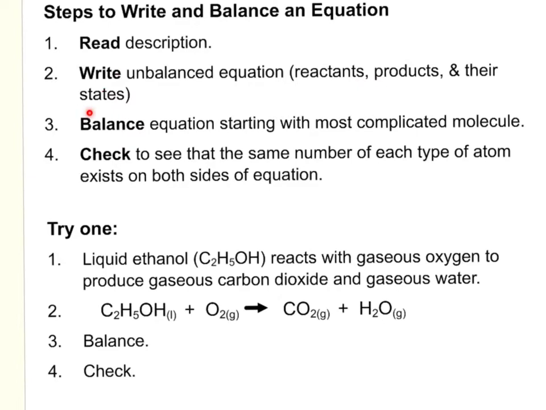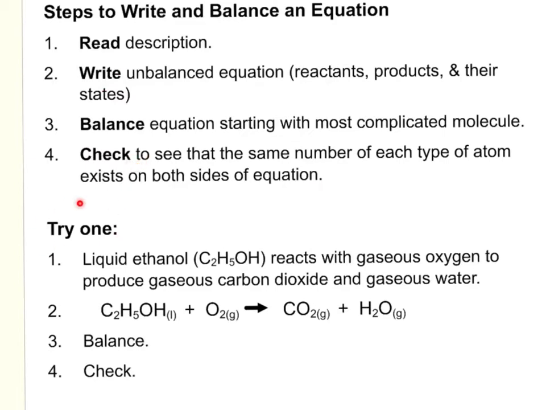We balance the equation starting with the most complicated molecule if there is one, and you always go back and check. Always. If you've made any changes at all in your equation, you need to go back and check, make sure that you have the same number of each type of atom existing on both sides of the equation. This is really important. Please do that.